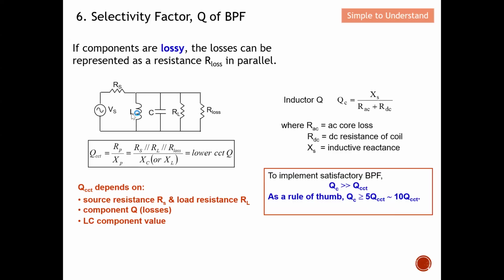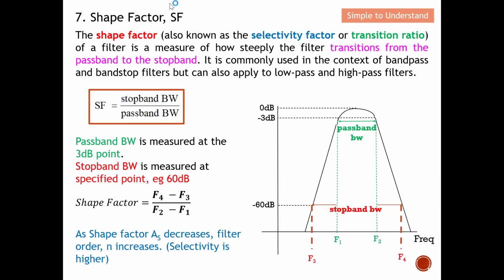So this is the last slide for the selectivity factor Q of a bandpass filter. Next, I'm going to discuss the shape factor. Let's come to the definition of the shape factor first. The shape factor, also known as the selectivity factor or the transition ratio of a filter, is a measure of how steeply the filter transitions from the passband to the stop band. It's almost the same as the selectivity factor, but let me go through a little more discussion on this, and you will know the key difference between shape factor and selectivity factor.